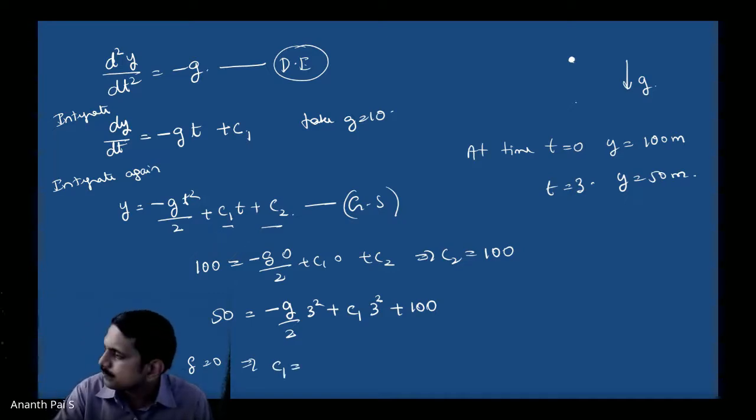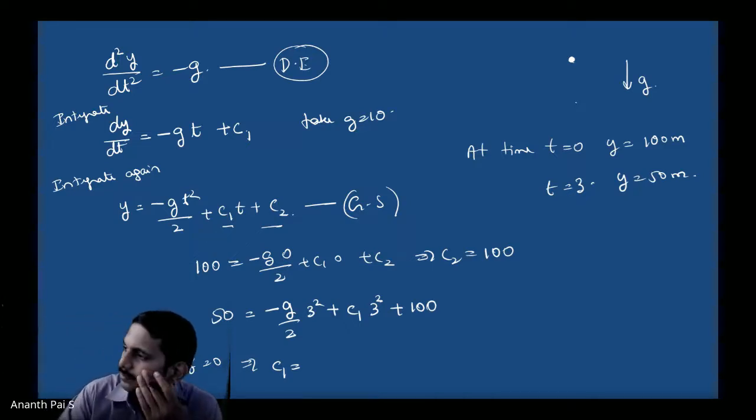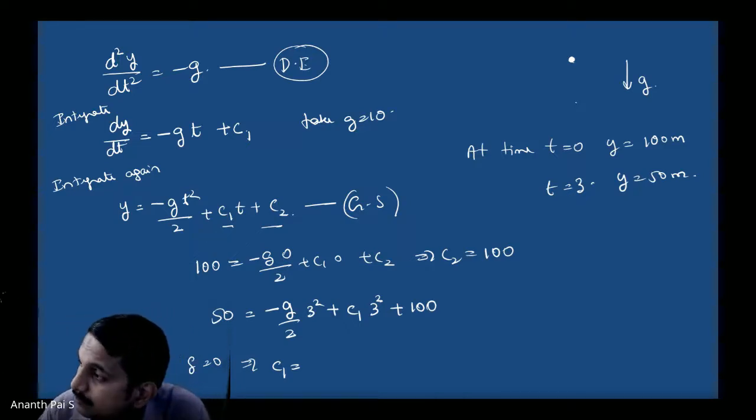Fast. Tell me what is C1. What did you get? 31.6 you got C1? No, do it properly and tell me. It's just algebra, man.